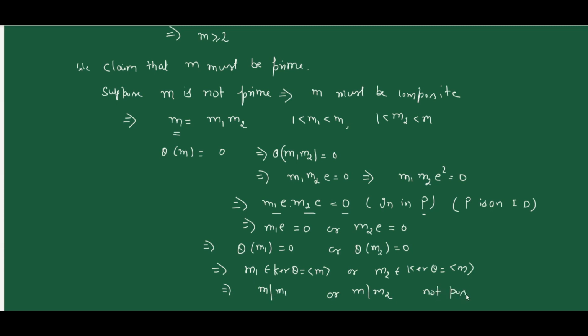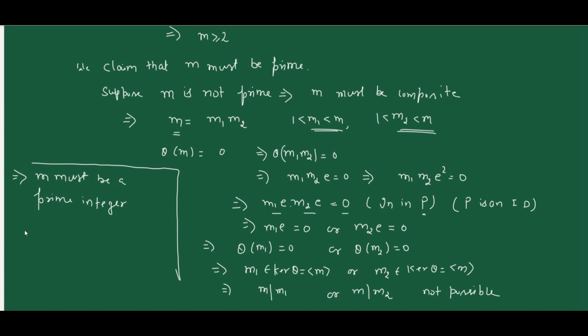Why is it not possible? Because m1 is less than m, and similarly m2 is less than m, so m cannot divide m1 or m2. This is a contradiction, and this contradiction proves that m cannot be composite. So this implies m must be a prime integer.